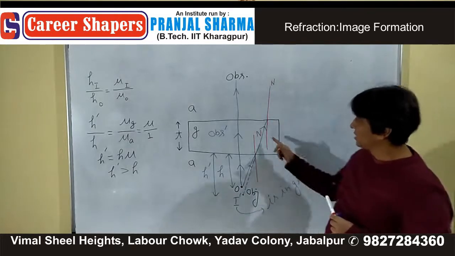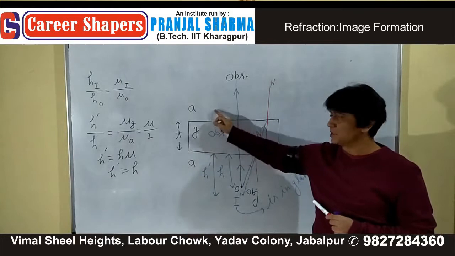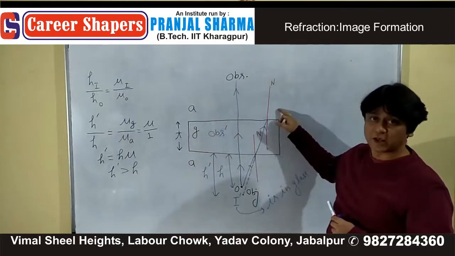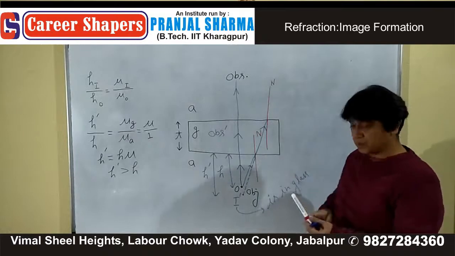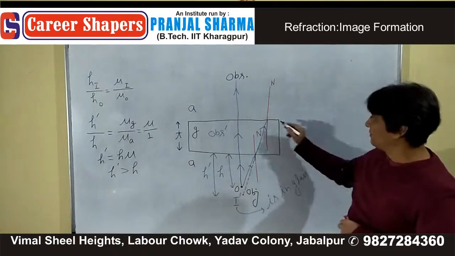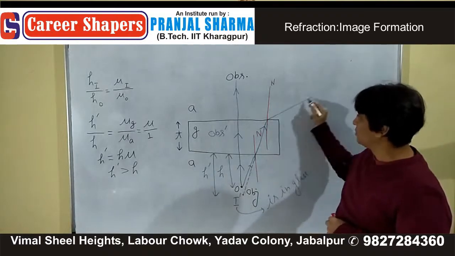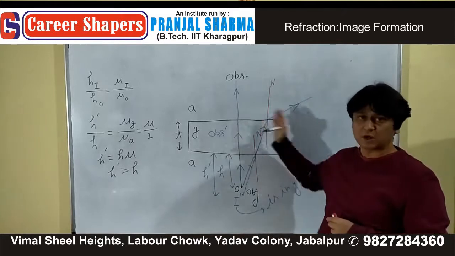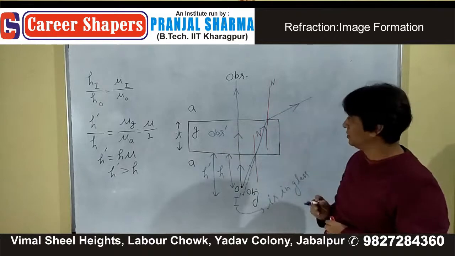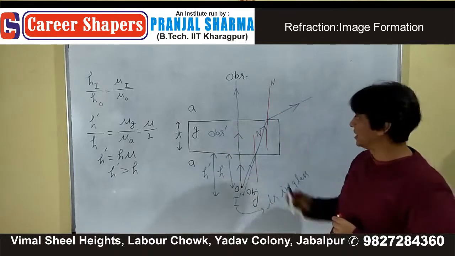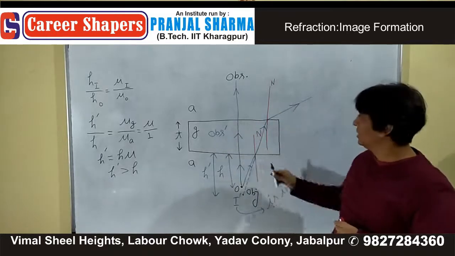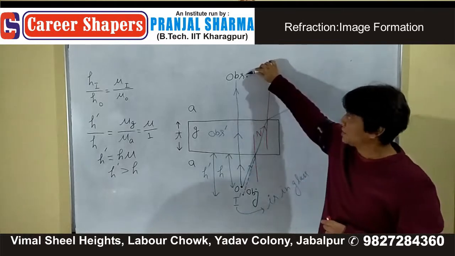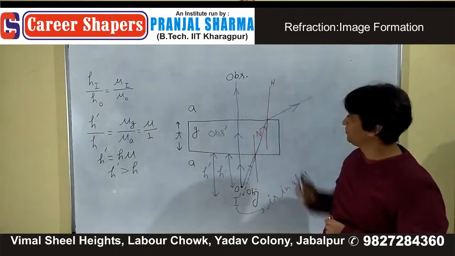Now, this ray is moving from glass into air, from denser into what? Rarer. Denser into rarer, that means it will deflect away from the normal. Now, always remember, all these angles are very, very small. Just so that you can see all things clearly, we have taken such a large figure. Otherwise, this ray and this ray, they both will be collected by the eyes of this observer.